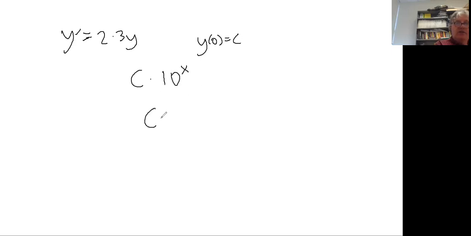How about y prime equals 2.3y? With y(0) equal a constant, it said try a constant times 10 to the x. Well, the derivative, this is a constant times 2.3 times 10 to the x, which is 2.3 times constant times 10 to the x, and that's our y. So it's 2.3y. And when we plug in x equals 0 up here, that becomes a 1. We're left with c.